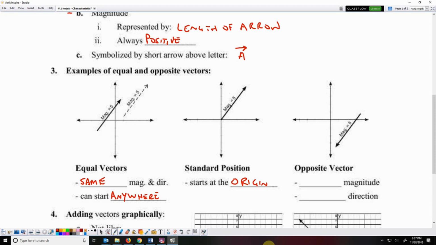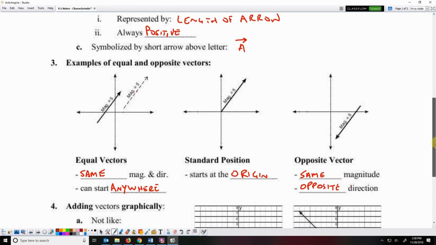Opposite vectors have the same magnitude. This one has a magnitude of 5, just like these other ones do. And note that all three of these happen to go the same direction. This one has that same magnitude, but its direction is opposite. So an opposite vector has the same magnitude, but it goes exactly the opposite direction.